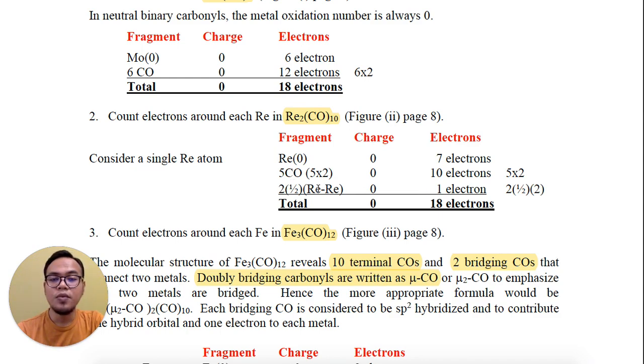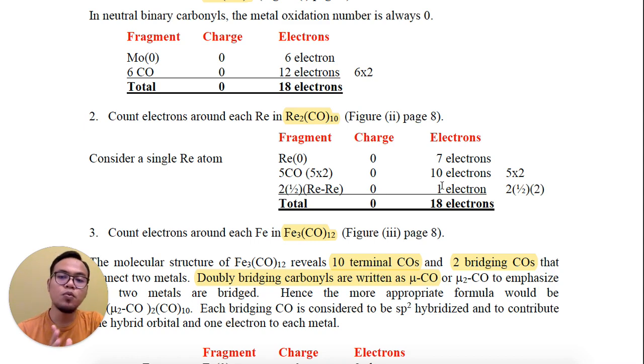And then we have the metal to metal bond. Remember I told you just now that we're going to calculate only for one metal. So for one bond it is 2 electrons. So 2 times half, you're going to get 1 electron. So there is no 2 here. Okay. So the total electrons for this compound is 18 electrons. So it is also stable.